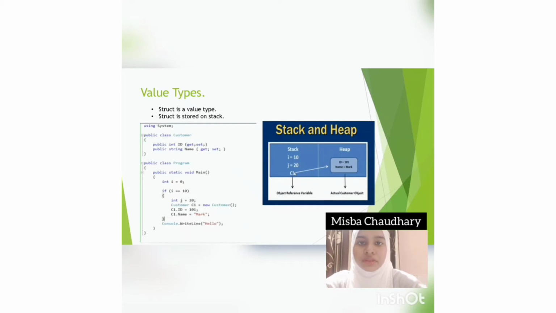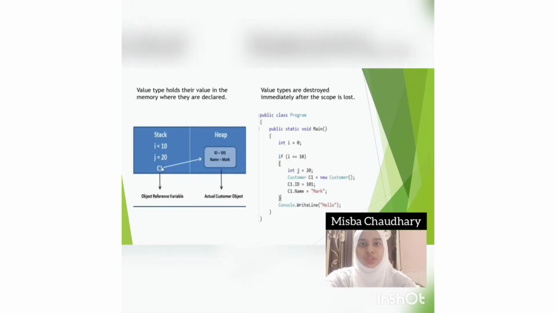What happens is the value type stores the value on the stack where they are declared. In the case of a class, the C1 reference object is created on the stack, whereas the actual object is created on the heap. Value types hold their value in the memory where they are declared. So in the program, as you can see, i and j are value types and they hold their value where they are declared.